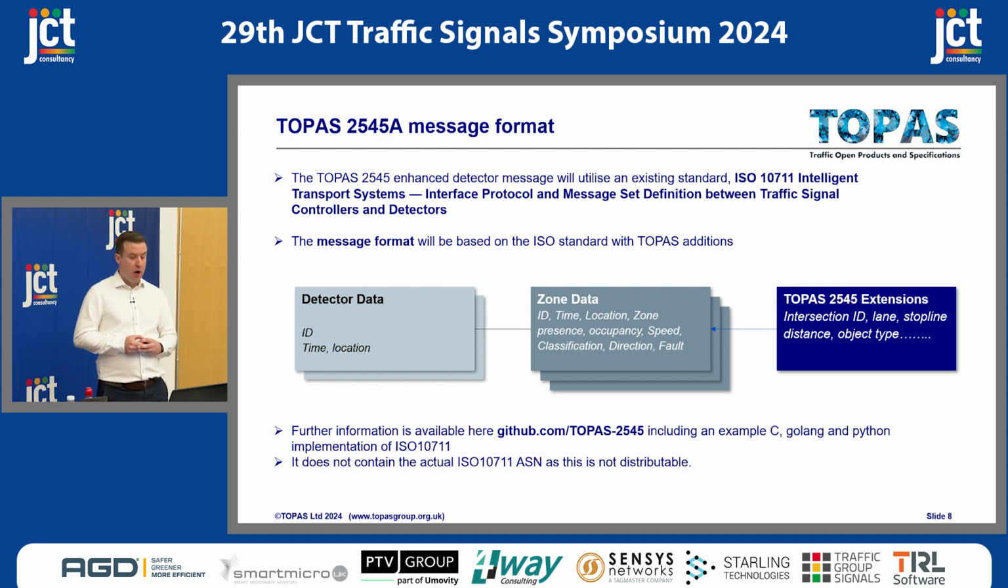The ISO standard we can't distribute. Obviously, if you want to see that, you need to buy it under the terms of ISO. But what we have done is distribute the compiled ASN.1. So ASN.1 is a language which basically provides a structure for sending sets of information. We've compiled that into a number of programming languages, C, Golang, Python, and they're available for download from the TOPAS GitHub.